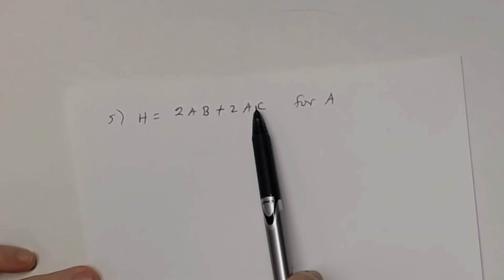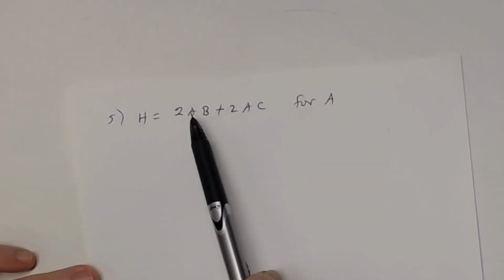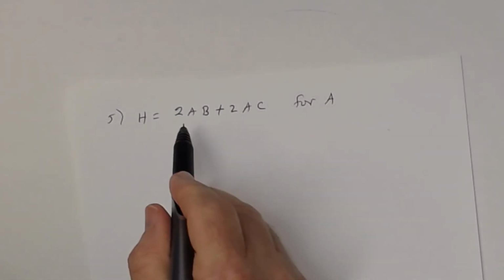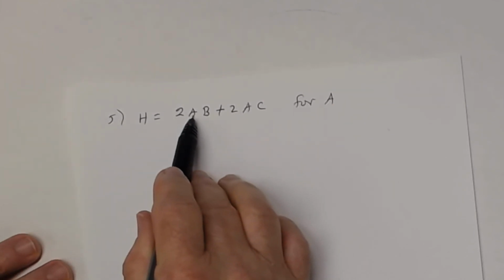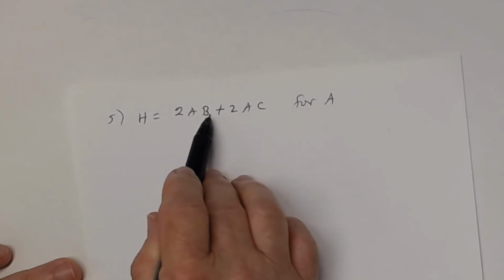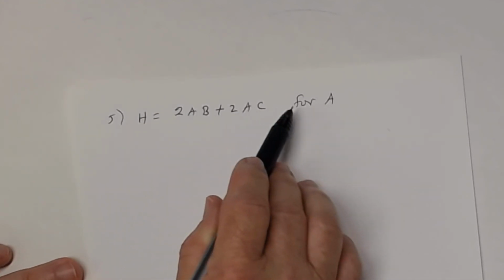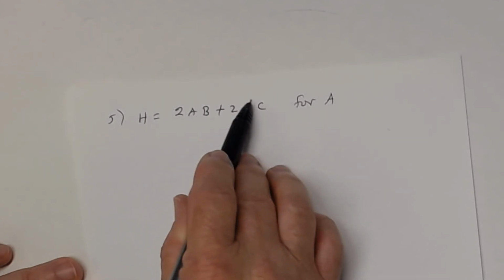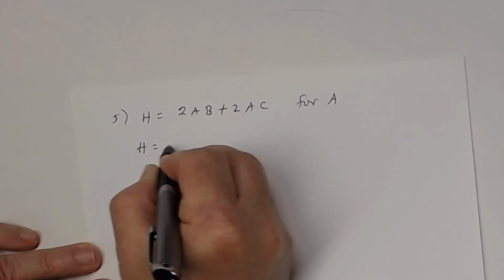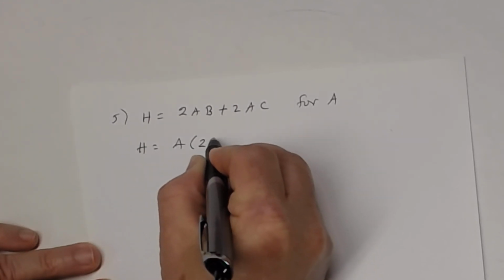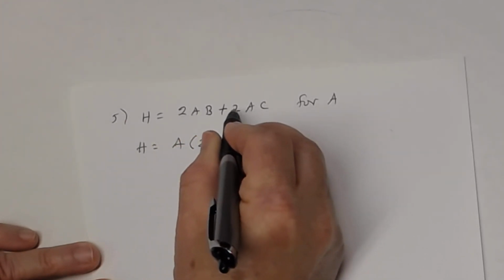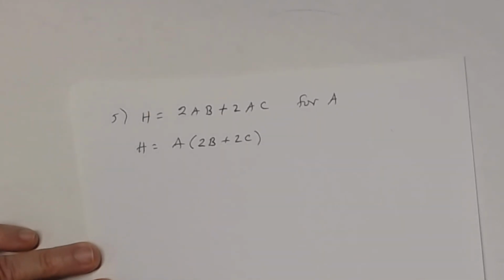Well, you learned about factoring, remember? One of the things you learned about factoring is that if you notice those two terms, they have an A in common. They also have a 2, but I'm going to leave the 2 alone. All I'm going to do is factor out the A because that's what I want to solve for. So for this part, since the variable A is a factor of both terms, I'm going to factor out the A. So I get H equals A times 2B plus, and then when I factor out the A, you're left with 2C. Just like this.